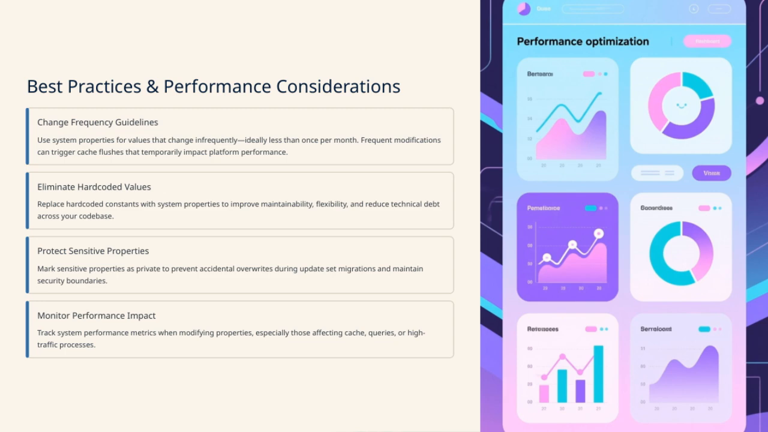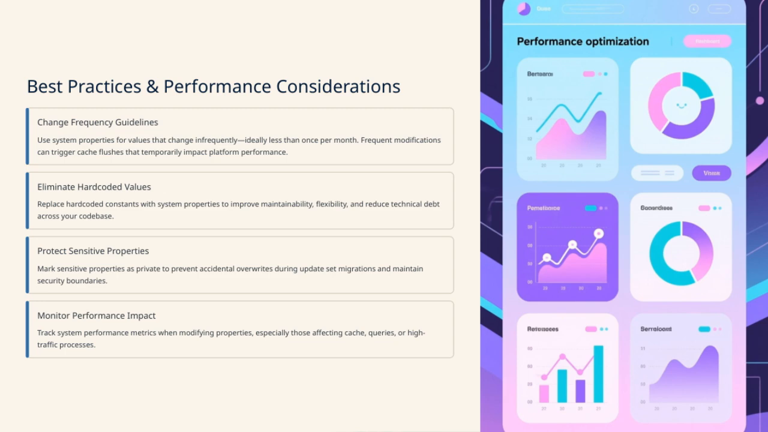Another best practice is to replace HUD constants with system properties. This improves maintainability and flexibility because we can adjust these values without diving into the code each time. It also helps us reduce technical debt, making our system cleaner and easier to manage over time. When it comes to change frequency, we should use system properties for values that don't change often, ideally less than once a month. Frequent changes can trigger cache flushes, which might temporarily impact platform performance. So, understanding this guideline helps us balance the need for updates with system stability.